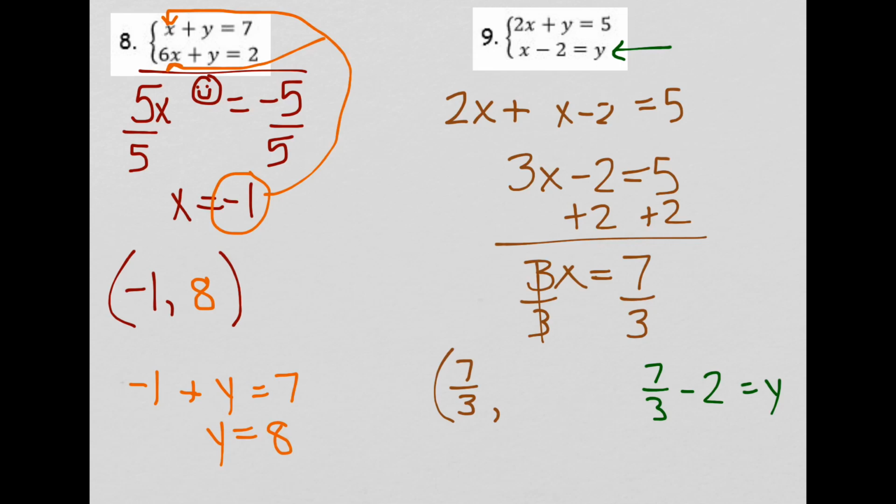Well, if you remember from elementary school, instead of 2, I could write that with a lowest common denominator of 3. And 2 is the same as 6/3. So I replaced my 2 with a 6/3. Now 7/3 minus 6/3 is just 1/3. And so that is my y value, and that is the solution for number 9. All right, first page done.